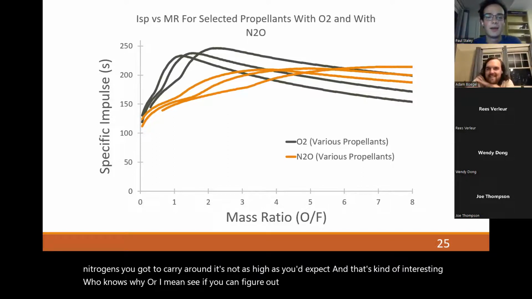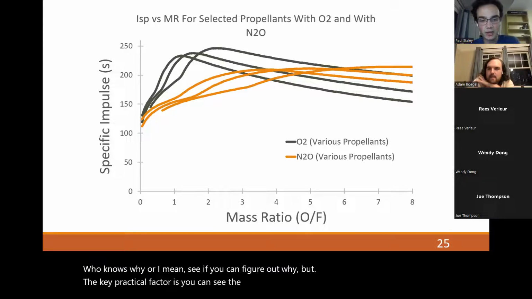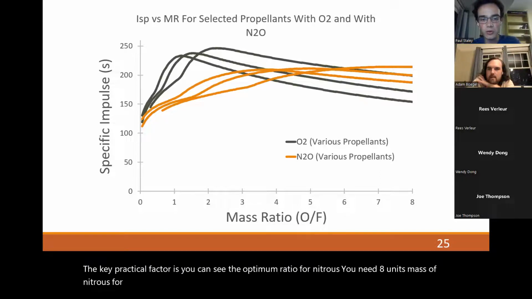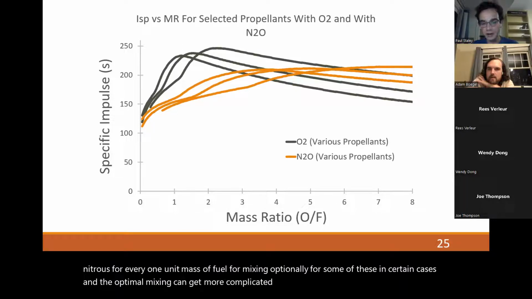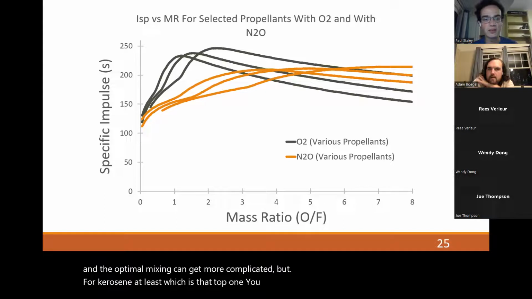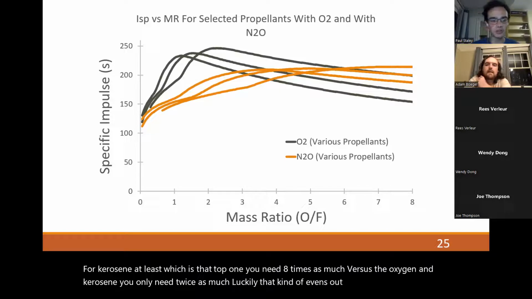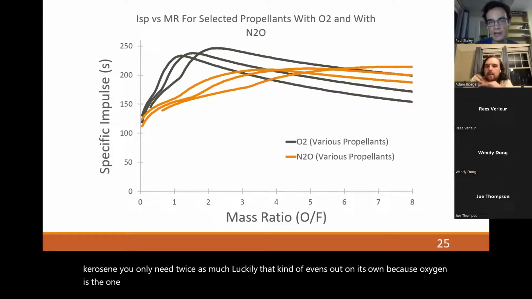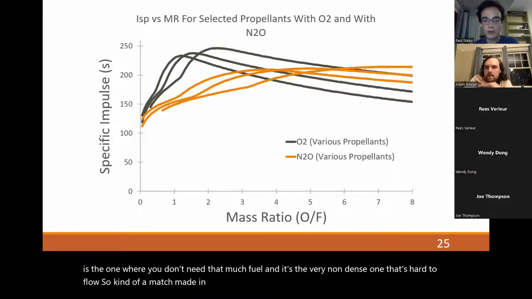But the key practical factor is you can see the optimum ratio for nitrous. You need 8 units mass of nitrous for every 1 unit mass of fuel for mixing optimally for some of these in certain cases, and the optimal mixing can get more complicated. But for kerosene, at least, which is that top one, you need 8 times as much, versus with oxygen and kerosene, you only need twice as much. Luckily, that kind of evens out on its own, because oxygen is the one where you don't need that much fuel, and it's the very non-dense one that's hard to flow. So kind of a match made in heaven. Nitrous, on the other hand, you need a ton of it, but it's super dense, which already gives you a head start on getting a ton of it anyway.